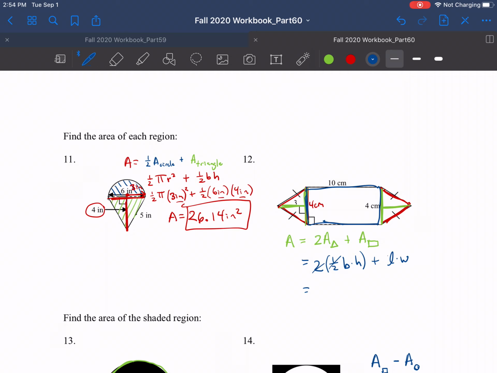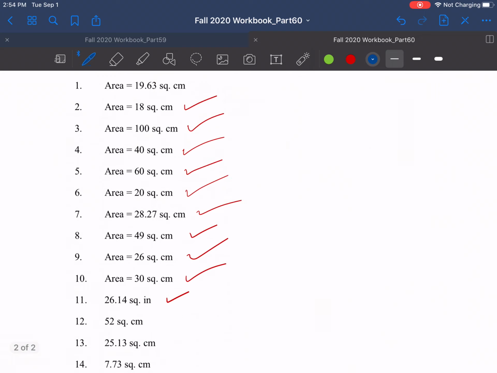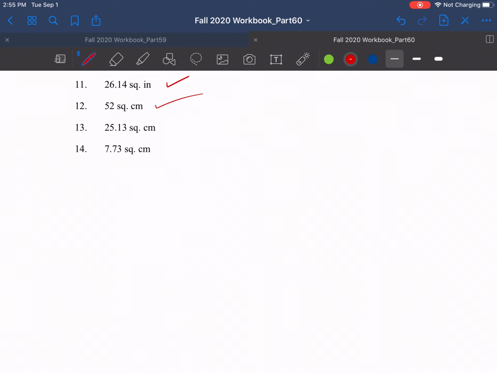And so this is just base times height. So it's 4 centimeters times 3 centimeters for the height. And then the length times width here is going to be 10 centimeters times 4 centimeters. And so in this case, 4 times 3 is 12 centimeters. And 10 times 4 is 40 centimeters squared for both of those, because centimeters times centimeters. And 40 plus 12 is 52 centimeters squared. So 52 square centimeters. If we check over here, there's our 52 square centimeters.